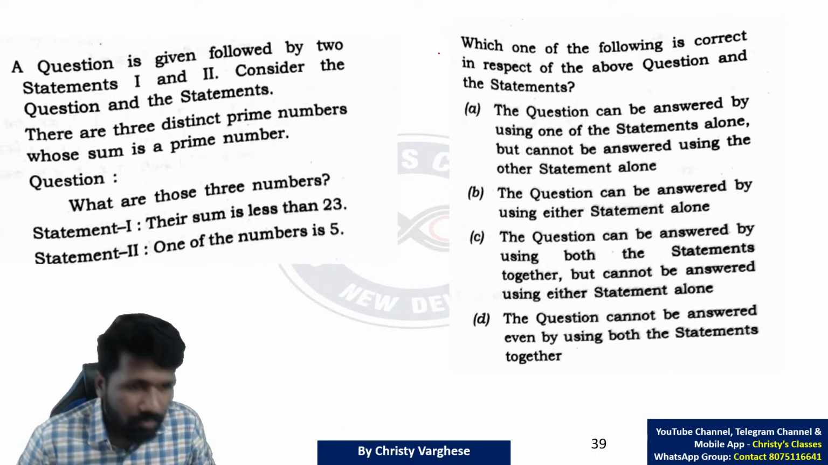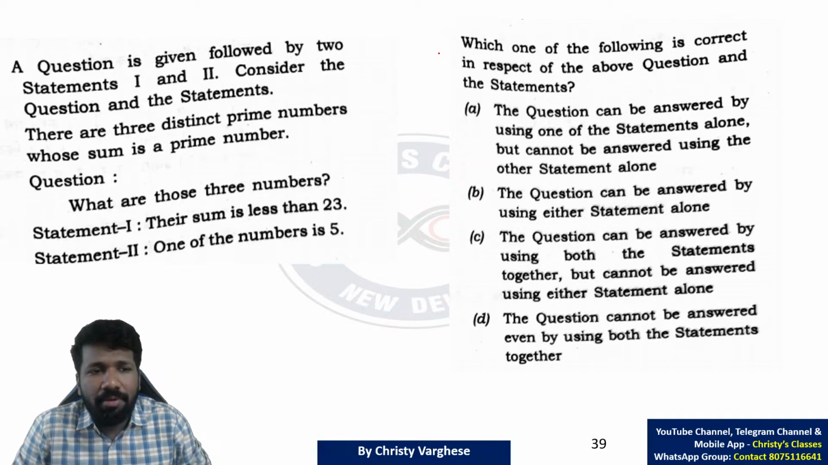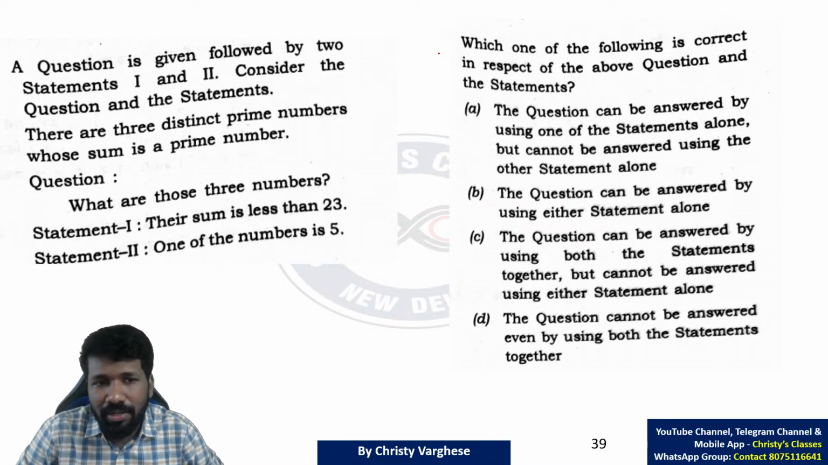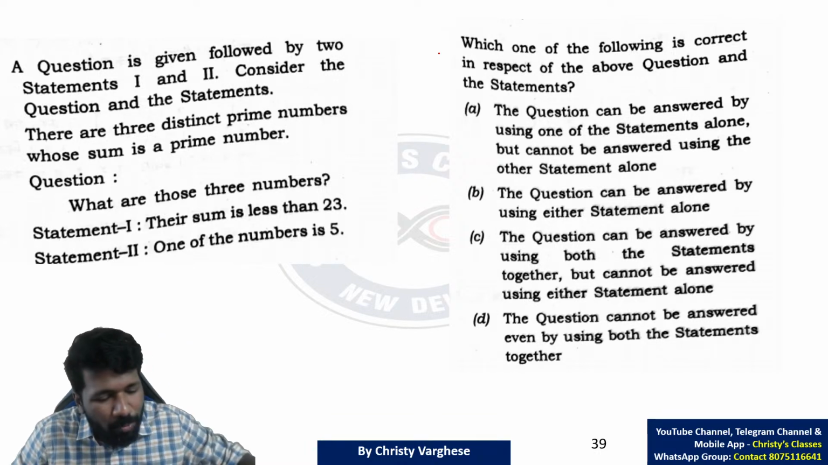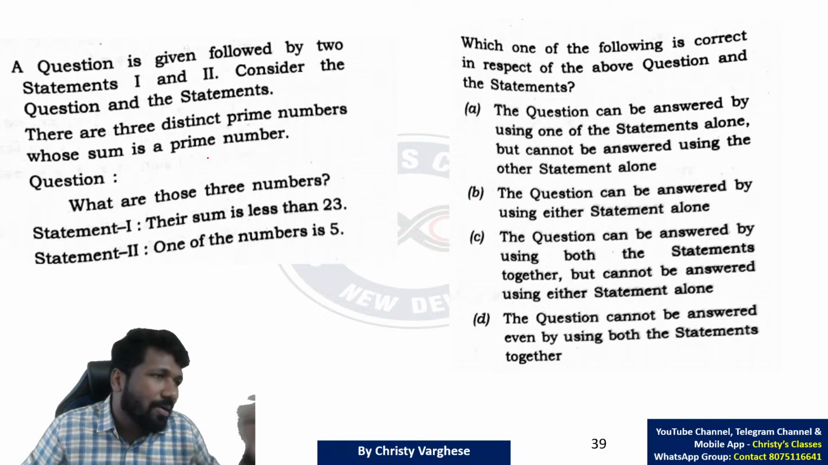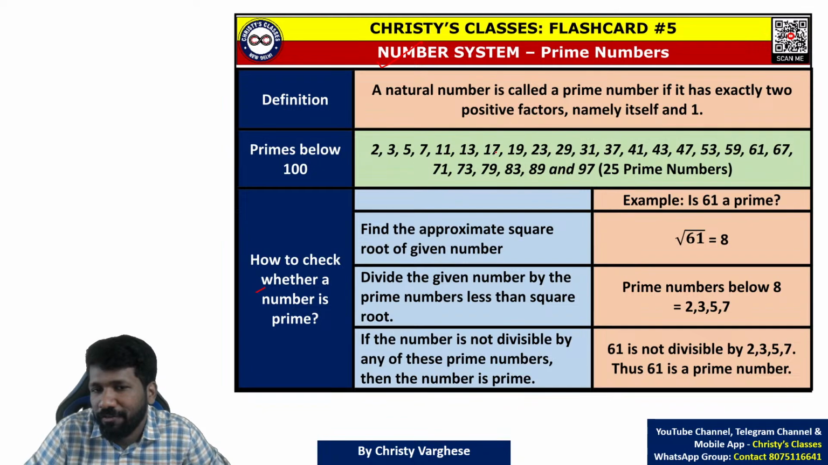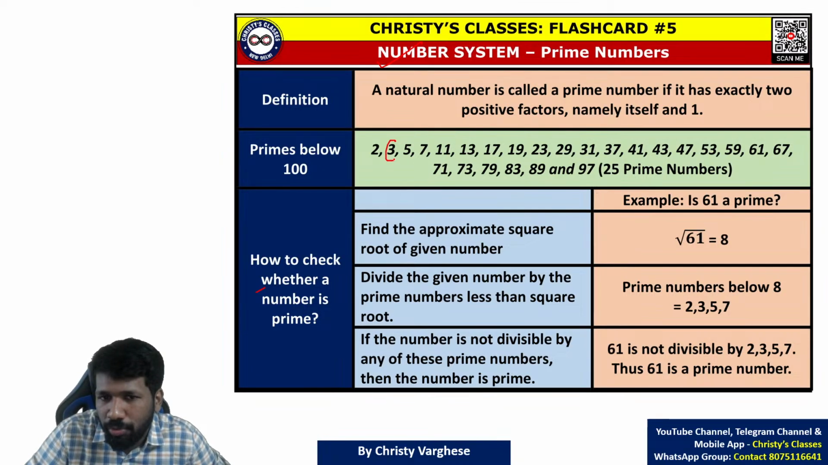discuss. A question is given, followed by statements 1 and 2. There are three distinct prime numbers whose sum is a prime number. Three distinct prime numbers, sum is a prime number. There are many possibilities for that. For example, these are the first 25 prime numbers, I'll show you by trial and error.